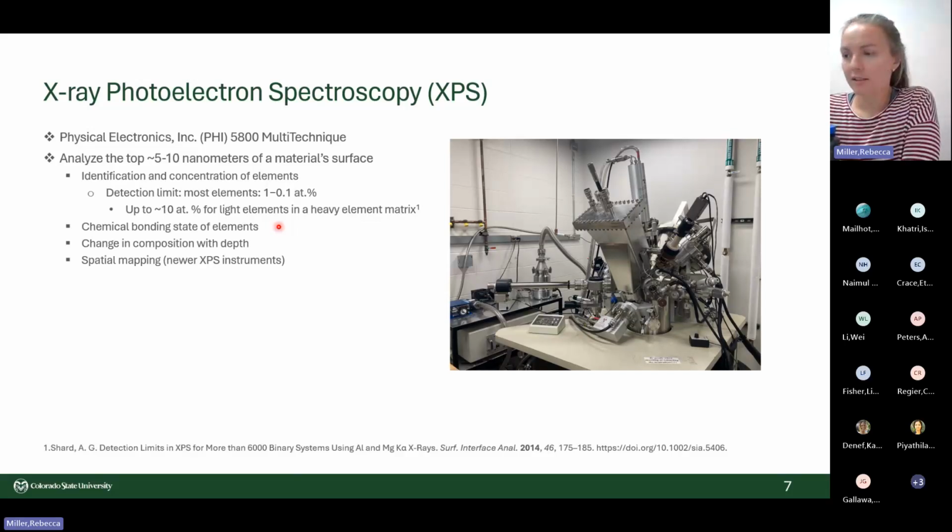And then in newer XPS instruments, there are capabilities for doing spatial mapping of these chemical bonding states and composition. That's not something that we can do with our instrument, but I'll talk a little bit more about efforts to get a new XPS here at CSU and what that kind of instrument would be able to do compared to our current capabilities at the end.